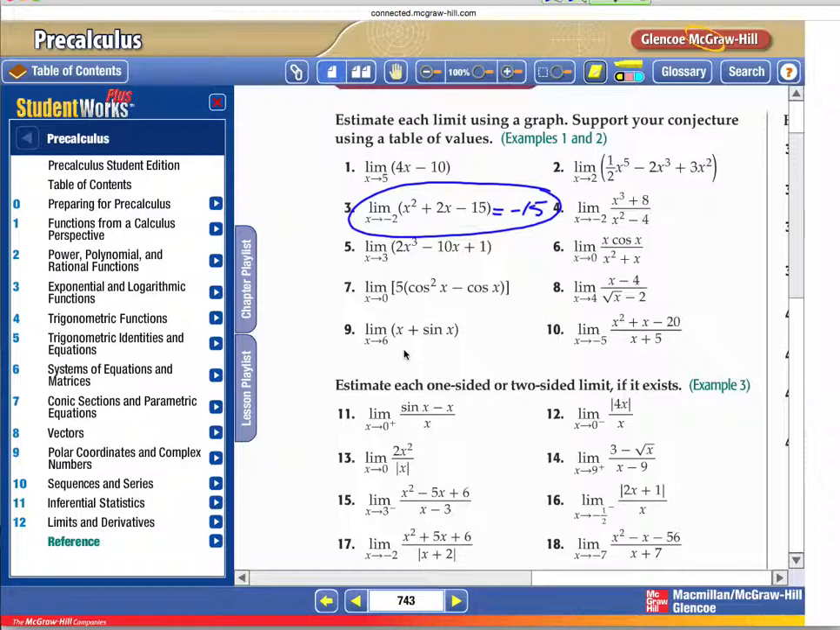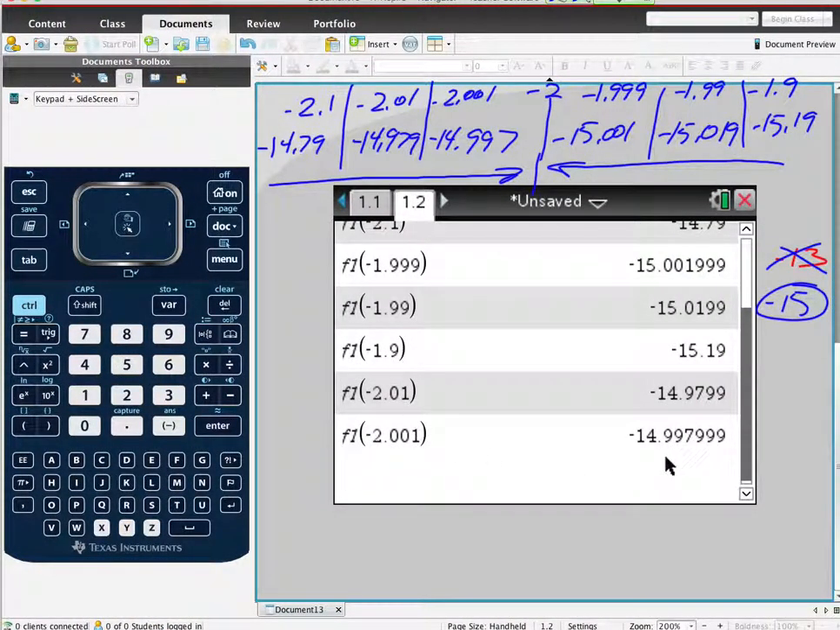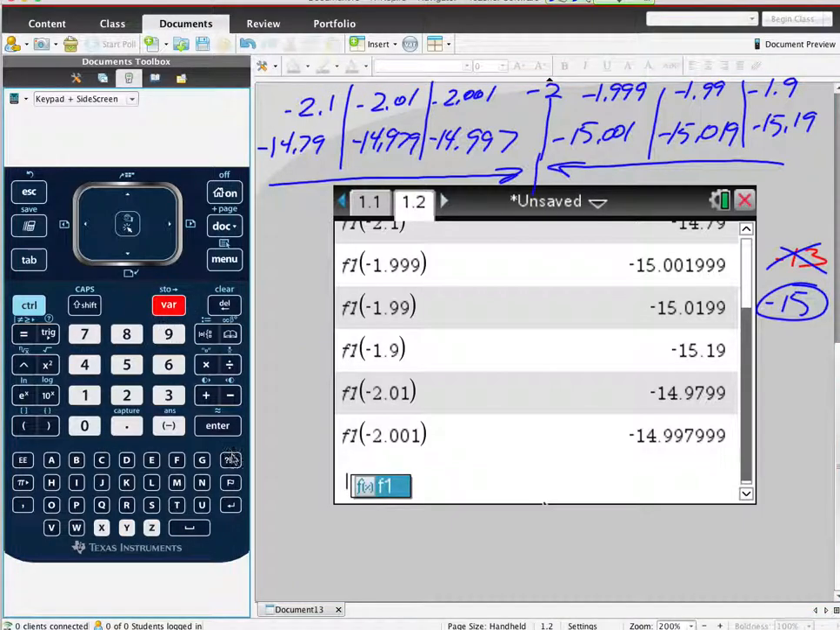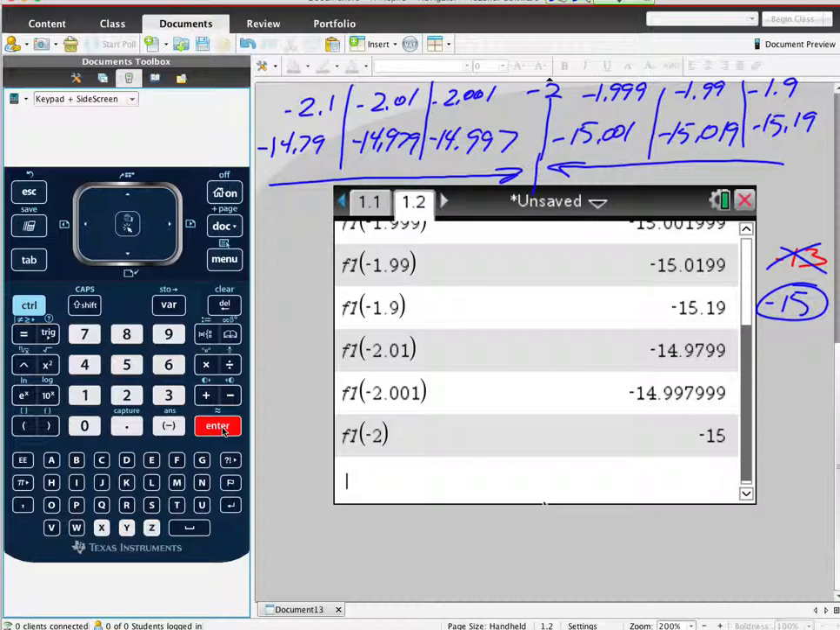Now I want your table there to support that answer. Yes? I think you just plug in negative 2. Alright, great question. Adam says, why don't I just put in a variable, press enter, press negative 2, and it gives me negative 15. Okay, it happens to work on this problem. It will not always work, such as the next one we do.